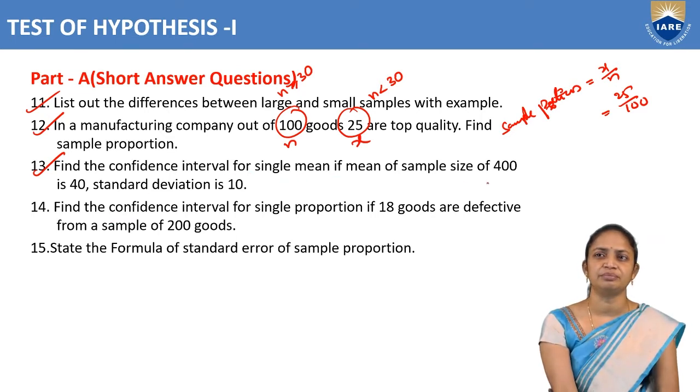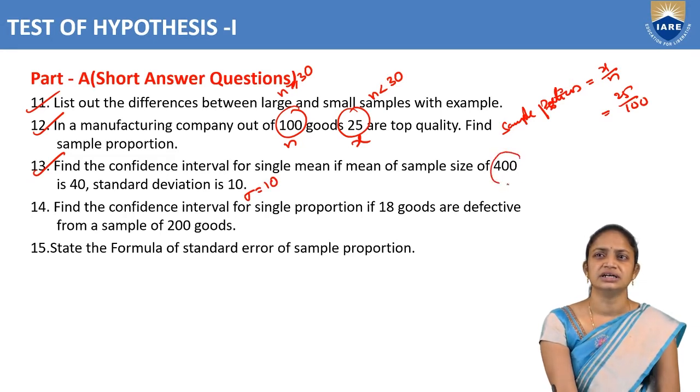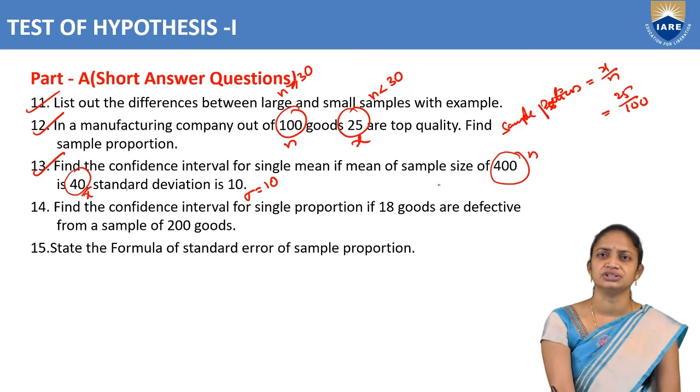If the mean of the sample is 40 and the standard deviation is 10, that means sigma equals 10, the sample size n equals 400, and the mean x bar equals 40. So what is the confidence interval here?